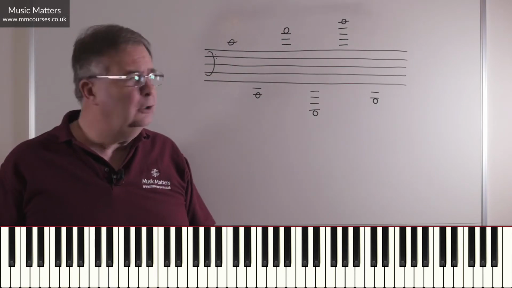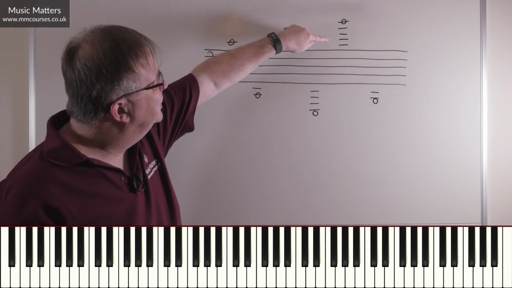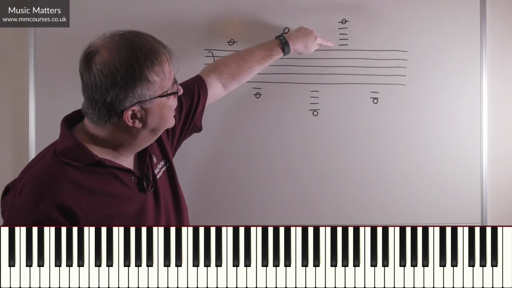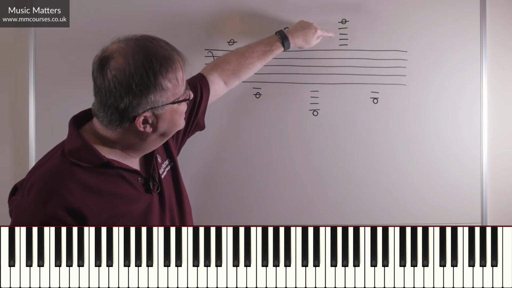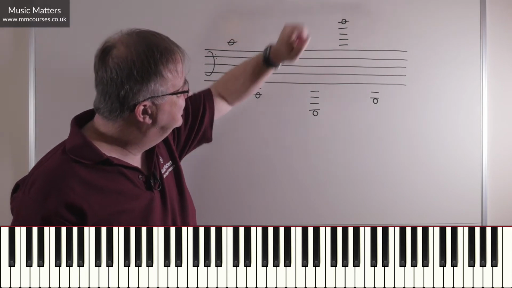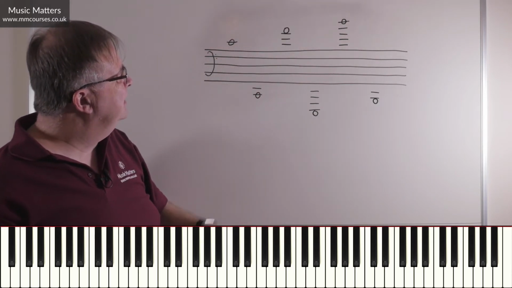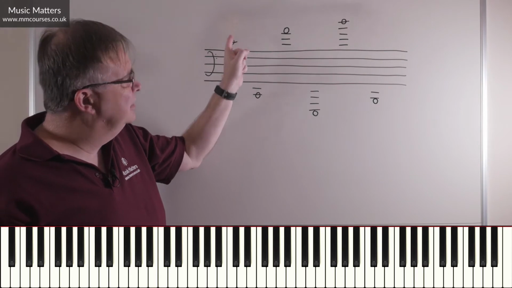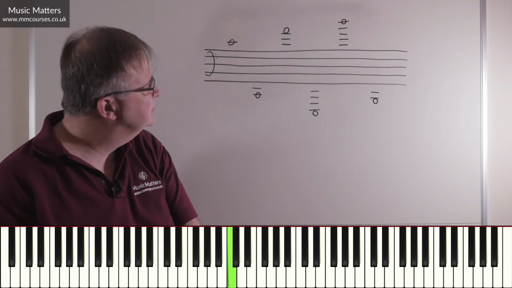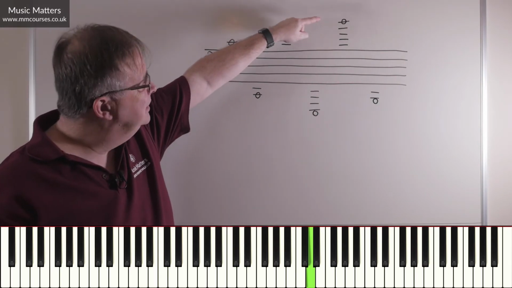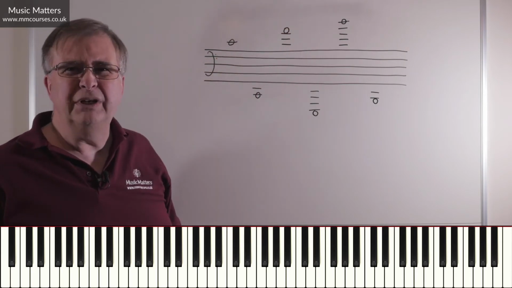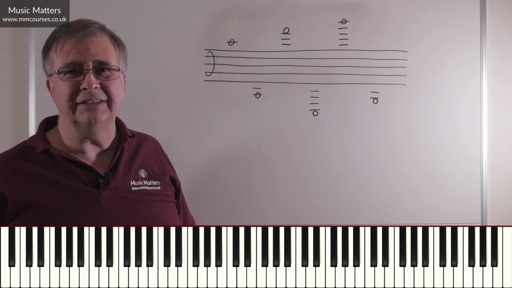Goodness me, that looks like a long way up, doesn't it? Well, we know this one is C. So count up the ledger lines. C, E, G, B, D. So that's a D. If you think about it, it's D that's an octave and a note above middle C. So if this is middle C, then this is this D up here, which is a pretty high note in the bass clef, let's face it.